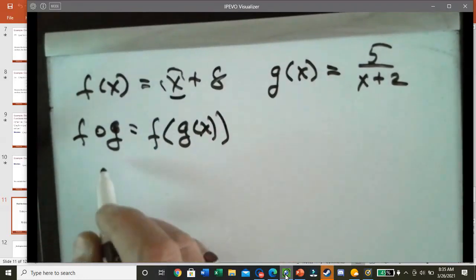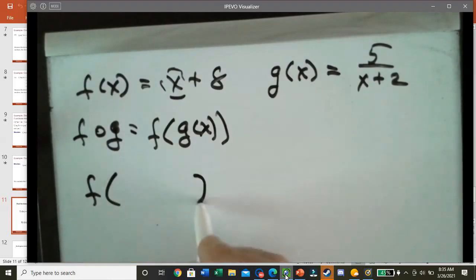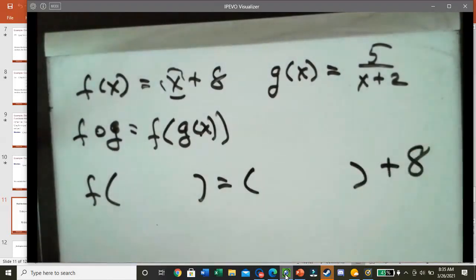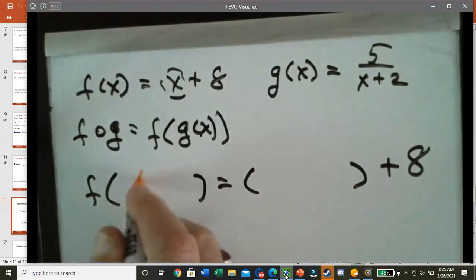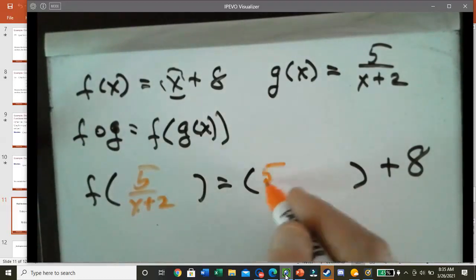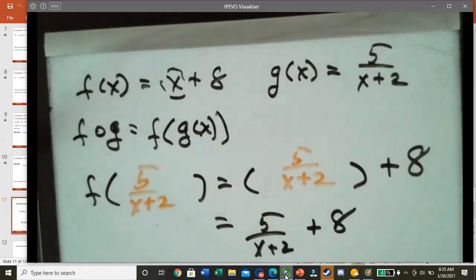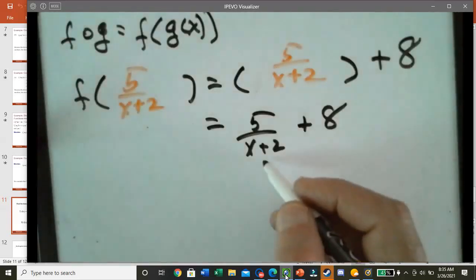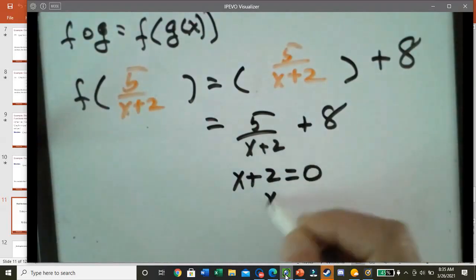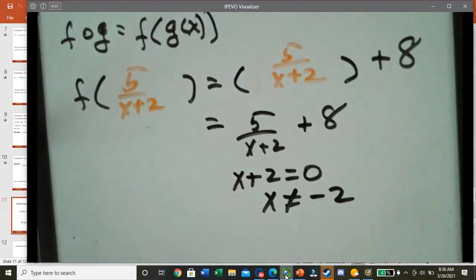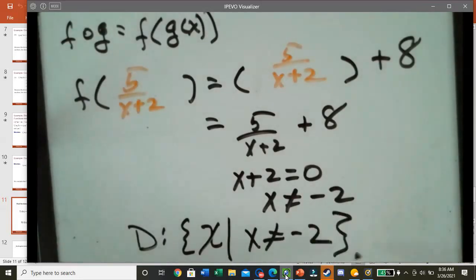So we're going to cut out that x, right? And so this will be f of x, parentheses, plus 8. And then we're going to substitute in 5 over x plus 2 in there. So we're going to get 5 over x plus 2, plus 8. Okay, so from here, basically, we just take the denominator. Okay, x plus 2 equals 0, and x cannot be negative 2. So our domain, all values in set x such that x cannot be negative 2. Okay?